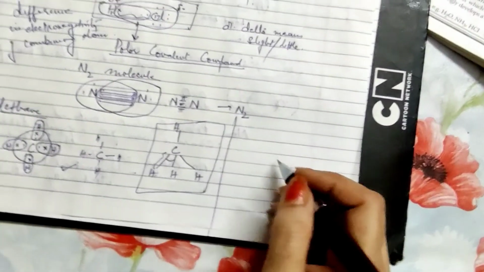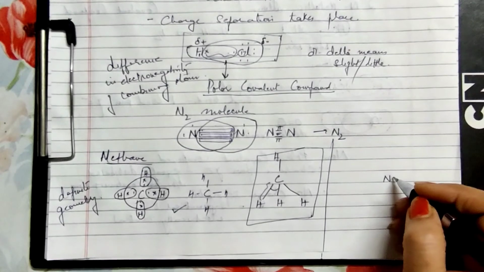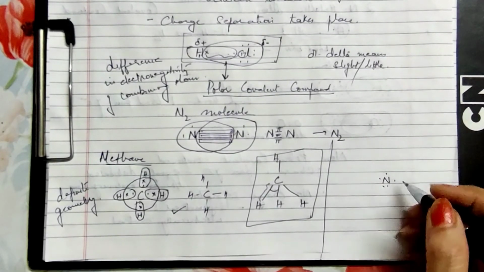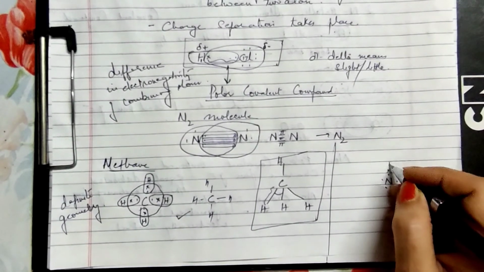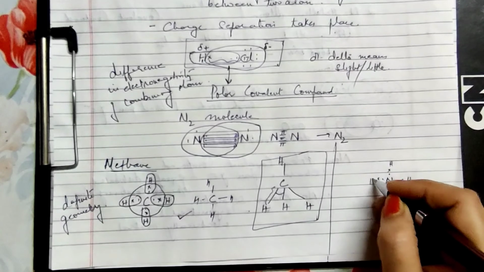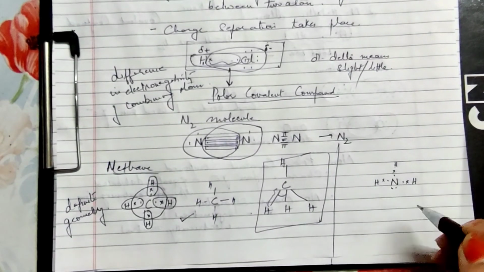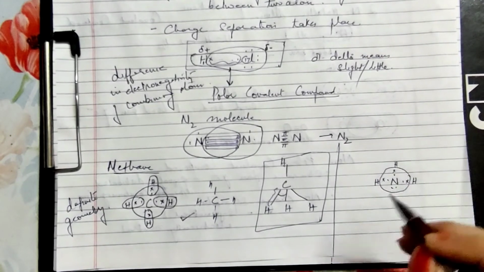Now you take ammonia molecule. Ammonia has nitrogen as the central atom. This one has 1, 2, 3, 4, 5 electrons in the valence shell. It combines with hydrogen on the 3 sides and thus completes the octet. Nitrogen already had 5 electrons. 3 more it gets from 3 hydrogen atoms, and this is how the octet of nitrogen is completed.